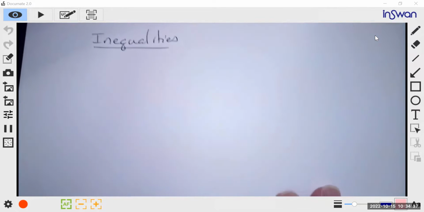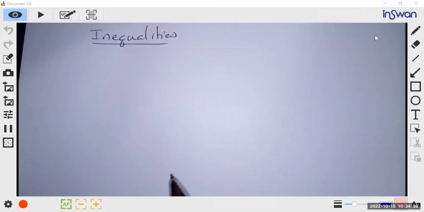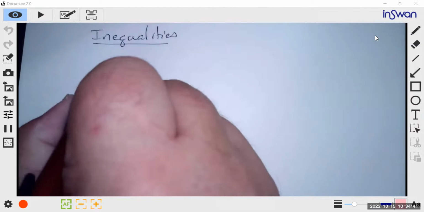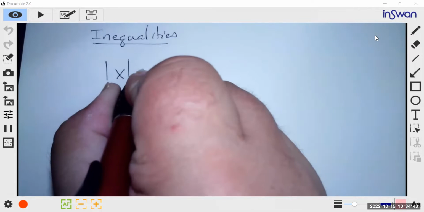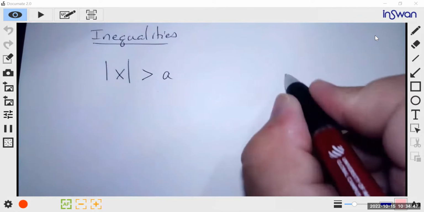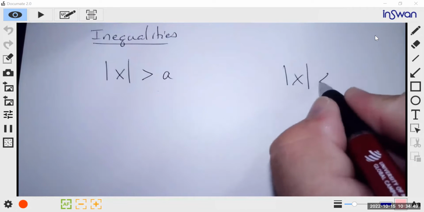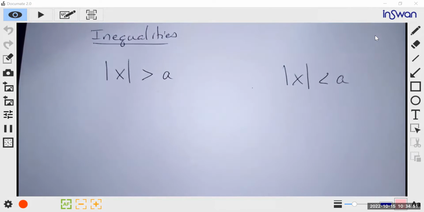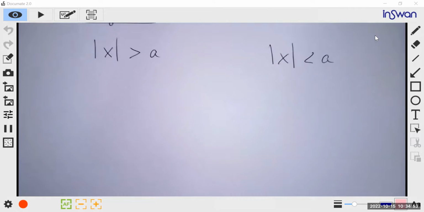Now look at inequalities. We have two possibilities here: greater than or less than, greater than or equal to, or less than or equal to.